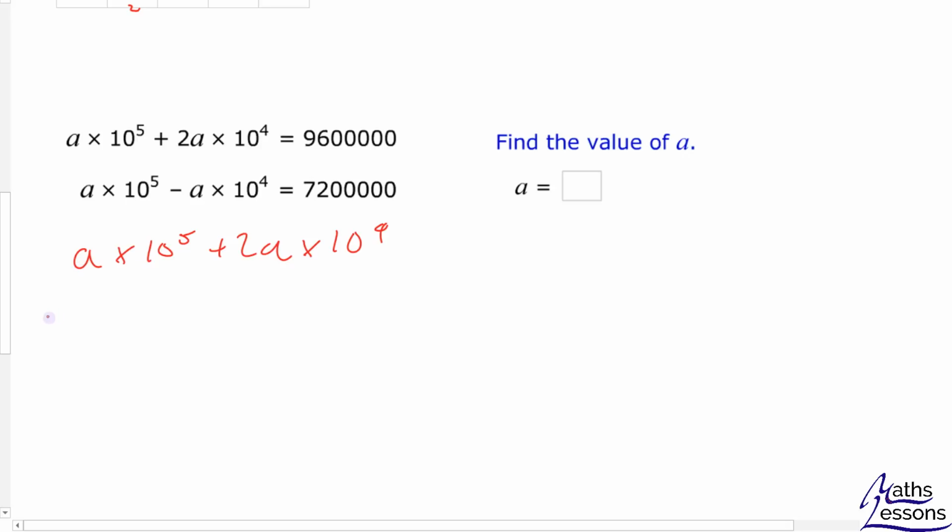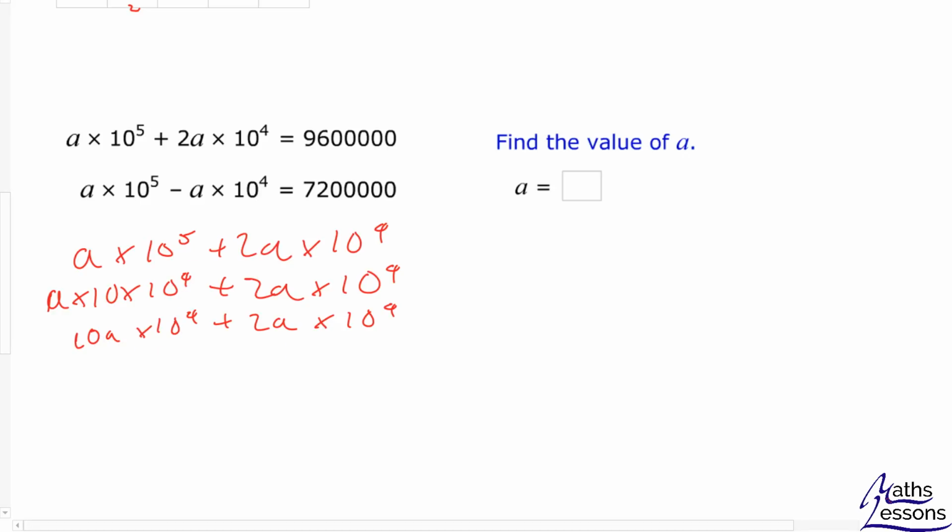This is 10 to the 5. So if we take out, that's the same as a times 10 times 10 to the 4, plus 2a times 10 to the 4. And then we can see that that's just 10a times 10 to the 4 plus 2a times 10 to the 4. And then we can take out a common factor of 10 to the 4.